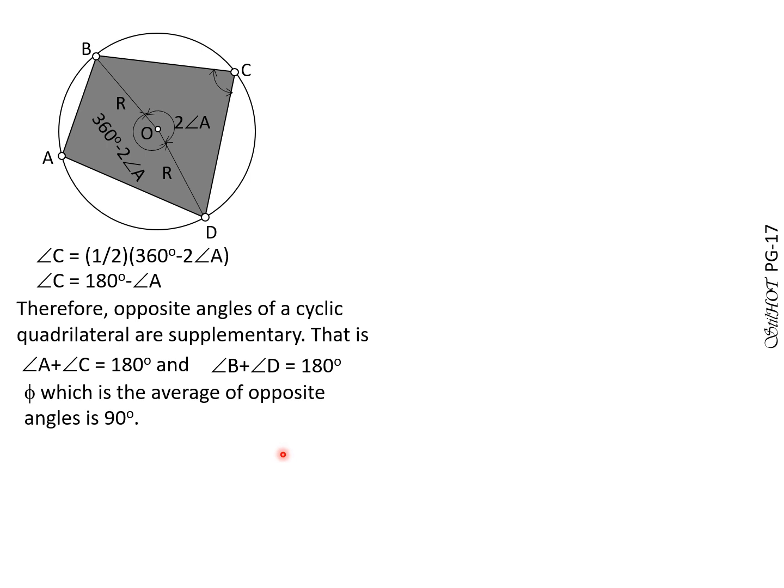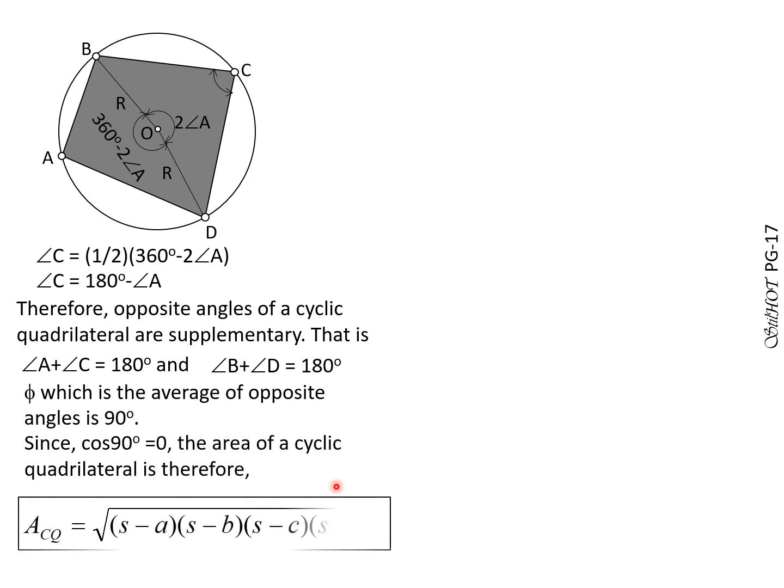So half, 90 degrees. And in the formula for the area of a quadrilateral, square root of S minus A, S minus B times S minus C, S minus D, minus ABCD cosine square of P, take note that cosine of P is 0. Square it, it's still 0. So the area of a cyclic quadrilateral reduces to the square root of the quantity S minus A, S minus B, S minus C times S minus D.